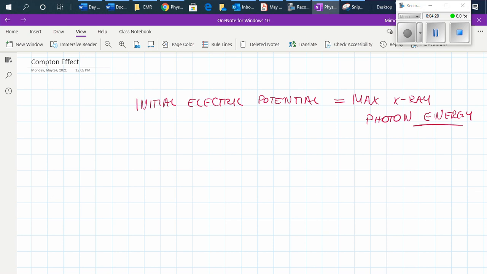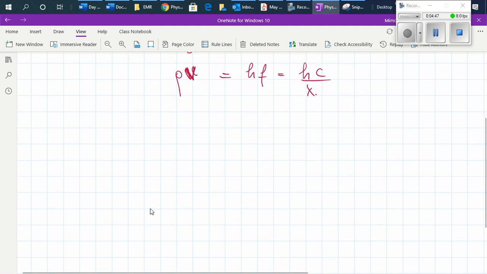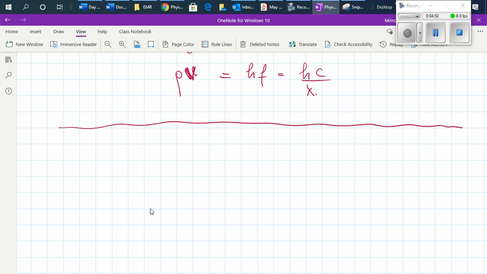So what do we have here? The electric potential energy is equal to the energy of X-ray, or QV is equal to hf, or hc over lambda. When the maximum frequency of the X-ray produced by a cathode ray tube is applied with a difference of potential, what is the frequency? So what is the maximum frequency of X-ray?